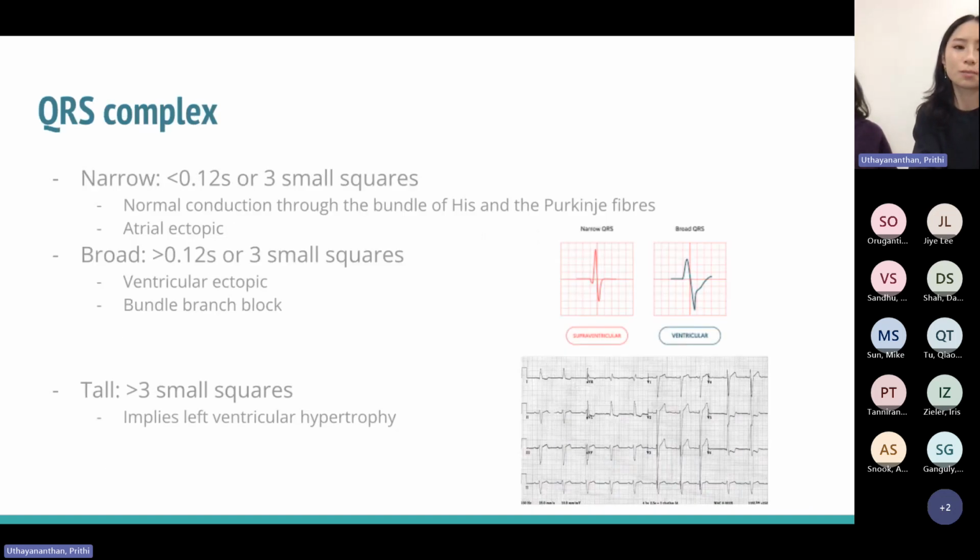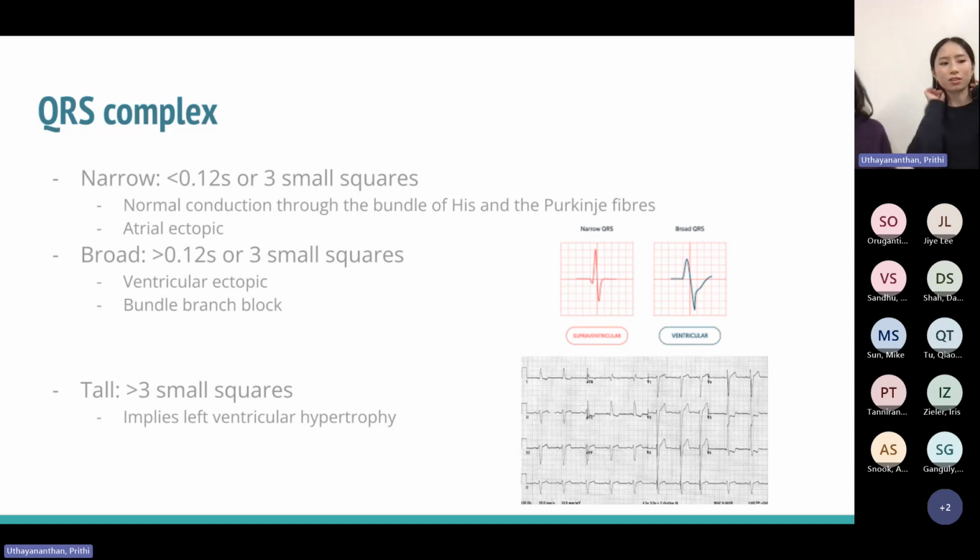And then you want to look at the QRS complex. You essentially want to look at the width and the height. So you want to know if it's narrow or broad in terms of the width. Narrow is less than 0.12 seconds or less than 3 small squares. This is when the electrical impulse would be conducted down the bundle of His and the Purkinje fibers to the ventricles, which is how it should be going.